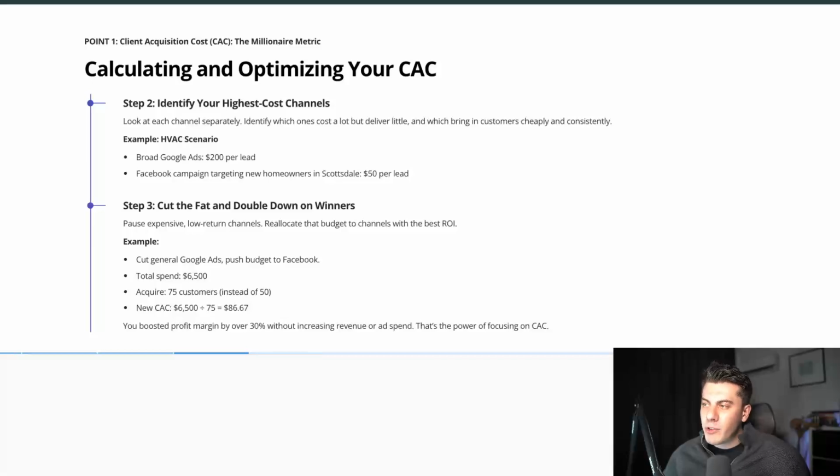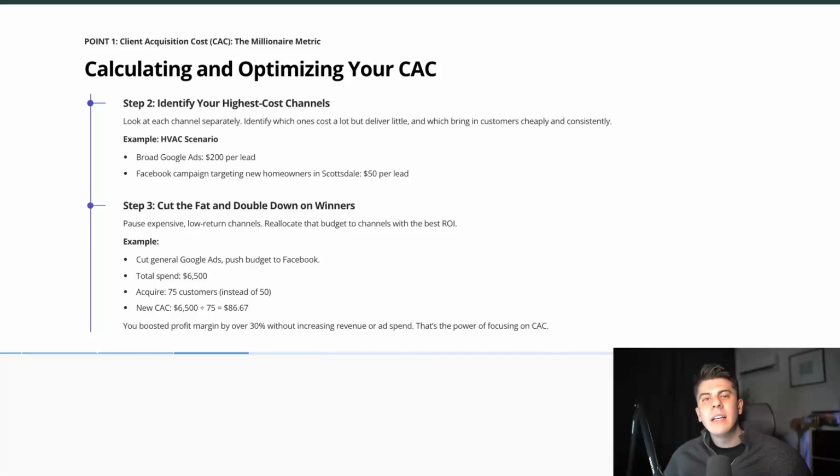So I have a real example for you here. When I work with HVAC owners, I run a detailed audit on their ad spend. In this Phoenix example, here's what you might discover. Your broad Google Ads campaign targeting AC repair near me is costing $200 per lead. And that is very expensive. But a simple Facebook campaign targeting new homeowners in Scottsdale is only costing $50 per lead. Same business, same market, but wildly different costs. This is where millionaires are made, by knowing what channels deserve investment and which ones need to go right away.